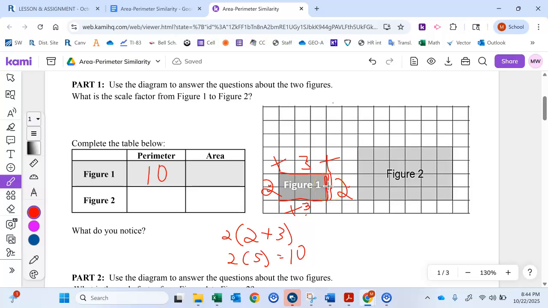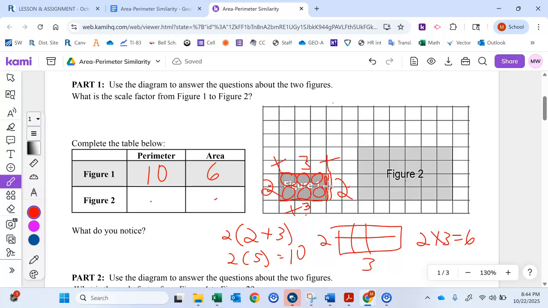What's the area of figure 1? Well, remember, it's how many blocks. So see, 1, 2, 3, 4, 5, 6 blocks. But if you think about it, isn't it just 2 this way by 3 this way? So I can go 2 times 3 equals 6. So the area is 6, okay? Why don't you try figure 2? Let's see what you get for the perimeter and the area. You may want to pause the video and see what you get.